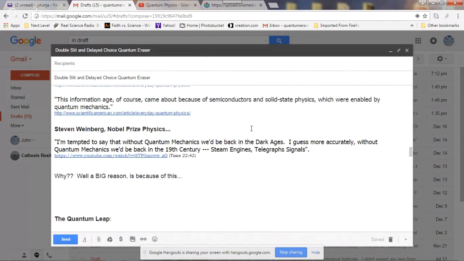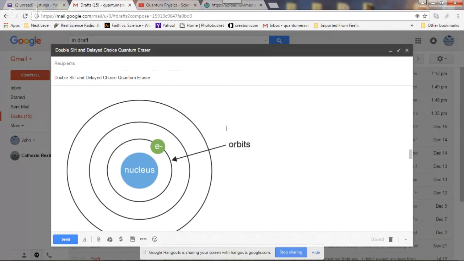Stephen Weinberg puts it quite nicely, I think. I'm tempted to say that without quantum mechanics, we'd be back in the dark ages. I guess more accurately, without quantum mechanics, we'd be back in the 19th century. Steam engines and telegraph signals. Why? Well, a big reason is because of this.